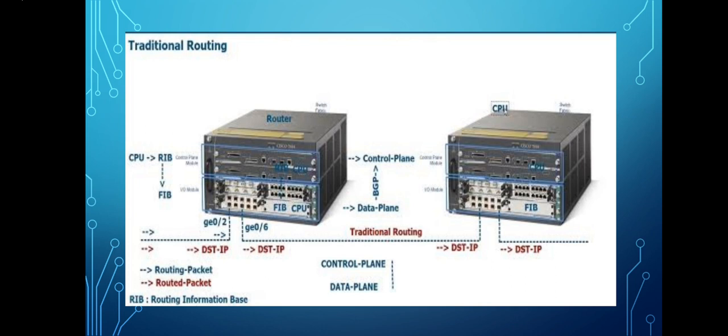In the control plane, the CPU will be taking care of the routing information base, and it will get converted into the forwarding information base in the IO module. RIB to FIB, you can say. This is a traditional routing scenario wherein you've got 110 series, and you'll also be using switch fabrics. Not talking about the 5000 series.